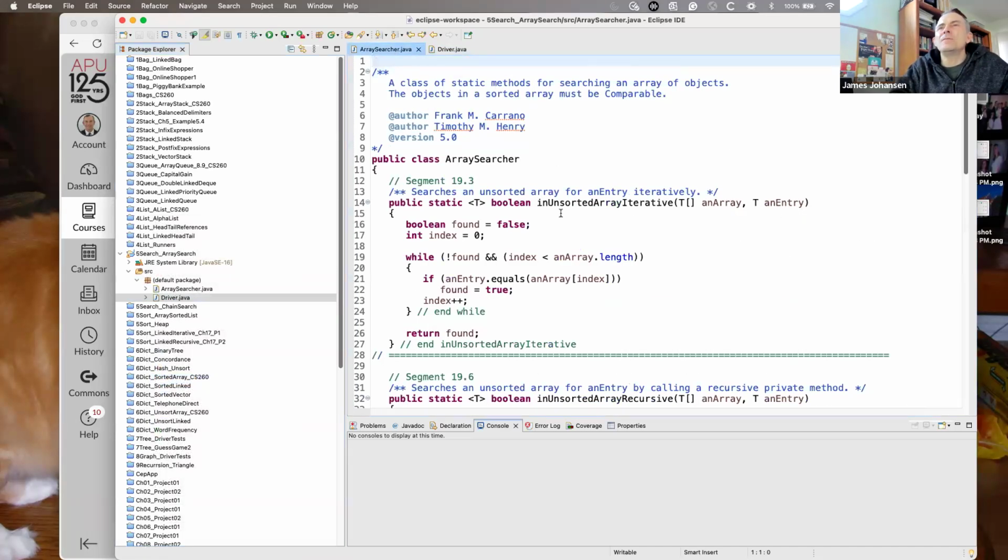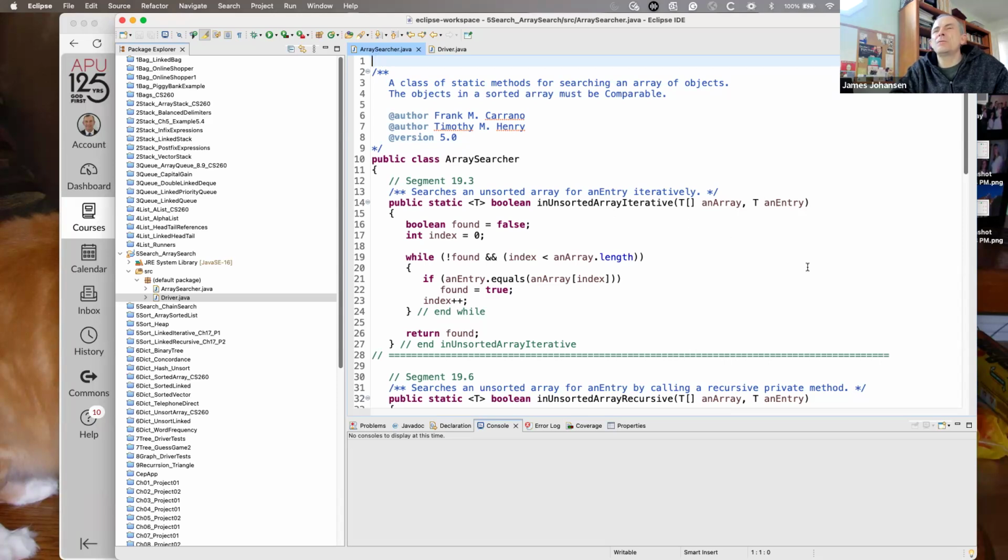So here, this is following what's in chapter 19. We have the class ArraySearcher. This is what this .java file is about. We have a couple of different methods. First is unsorted array iterative. So we have an iterative approach to doing a searching mechanism here.